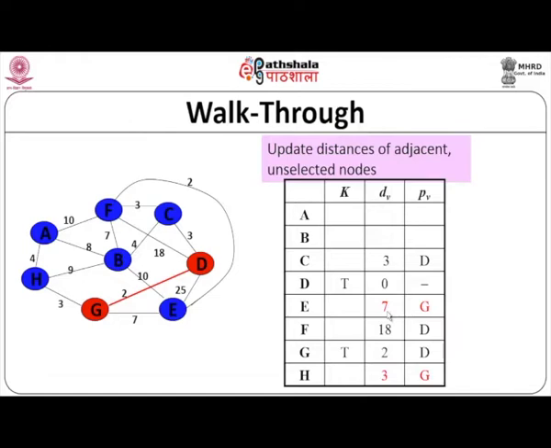So, that is how we do the updation of the distance, completely different from how we did it in Kruskal. So, for unselected nodes alone, that is what we did. Remember, the selected nodes have T there.